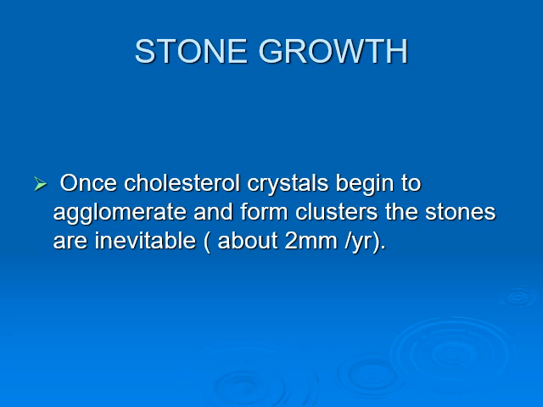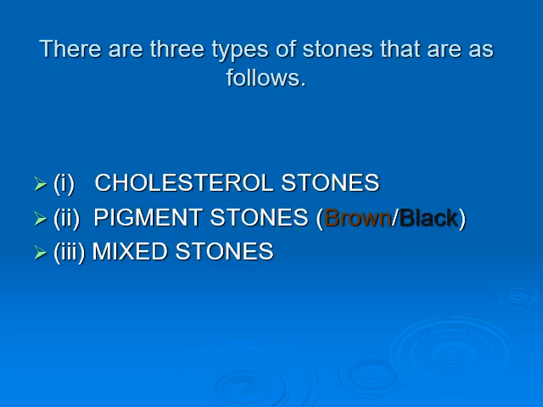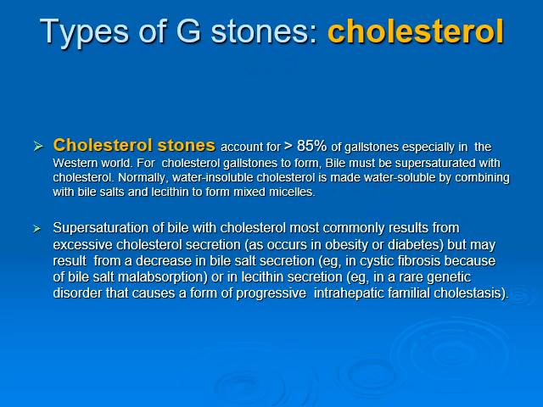Once cholesterol crystals begin to agglomerate and form clusters, the stones are inevitable. And we know that the growth of stone is at a rate of 1 to 2 millimeters per year. It takes a long time to have a large or huge stone. There are three types of stones: cholesterol stones, pigment stones, brown or black stones, or mixed stones. The commonest type is cholesterol stone and represents about 85% of gallstones, especially in the Western world.